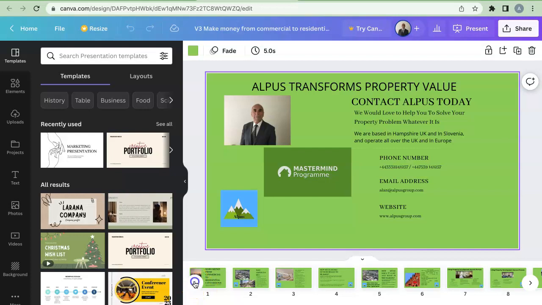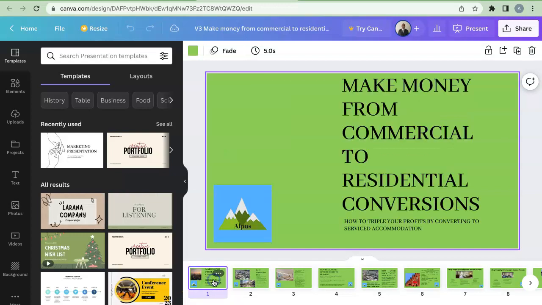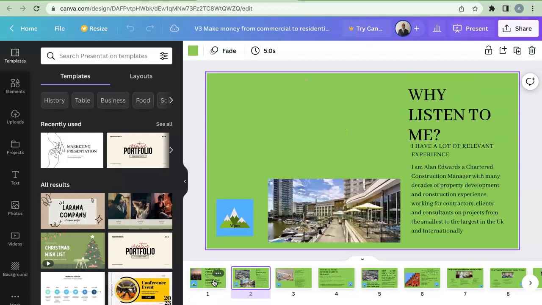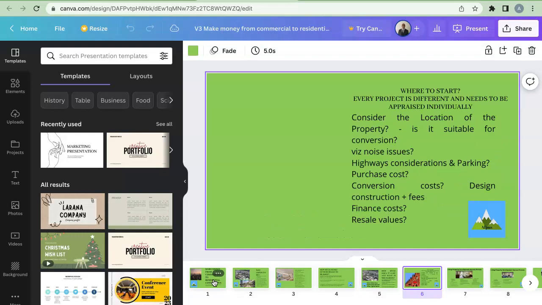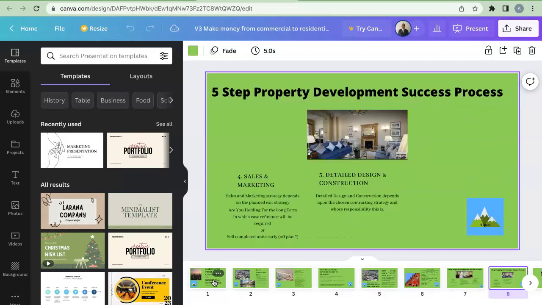From Alpus Group, and I'm just going to talk to you today about our five-step property development course, particularly in the context of commercial to residential conversions.